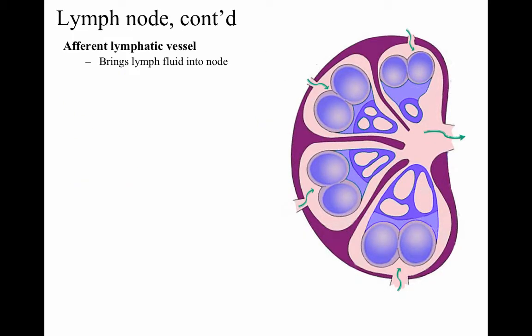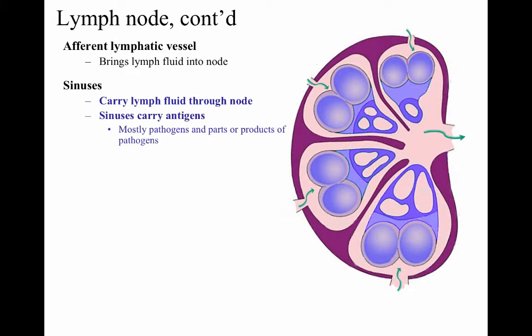The afferent lymphatic vessels are these vessels that are bringing lymph into the lymph node. So we have a lot of those coming in, and then we have sinuses within the mix that carry lymph fluid through the node. These sinuses also carry antigens, mostly pathogens and parts of products of pathogens that make up these antigens. They're lined by macrophages, and these macrophages will phagocytize bacteria, debris, and foreign material and remove it from the lymph fluid.